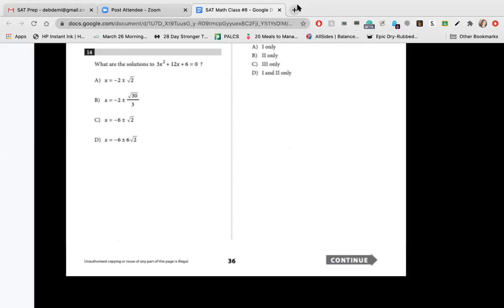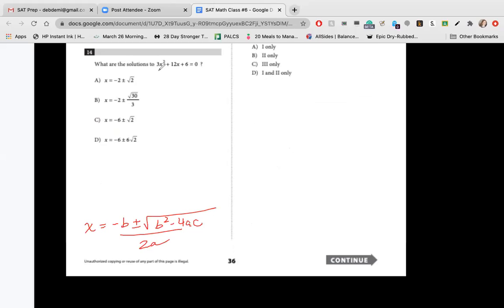Okay, number 14, quadratic formula. You've got to know that. I think most of you do. I mean, jeepers creepers, most of you I had in my math class, right? Okay, quadratic formula. Know this: x equals negative b plus or minus the square root of b squared minus 4ac, all over 2a.